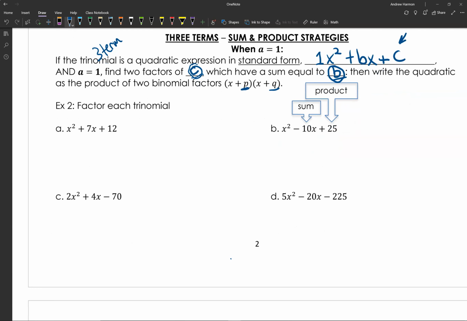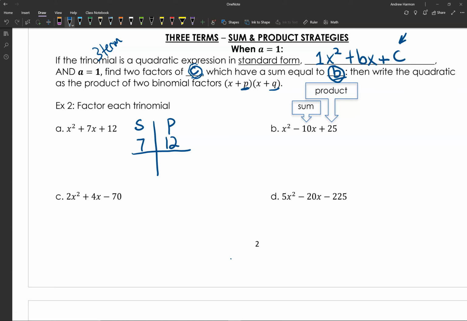So we have x squared plus 7x plus 12. What I like to do is make a little table. I have a sum and a product. What can I multiply, or what can I sum to get 7 and multiply to get 12?